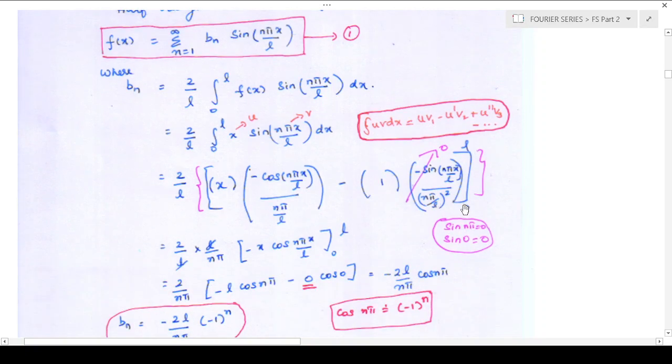You are going to apply the upper limit as well as the lower limit. When you are doing so, you apply L here. L minus L will be getting cancelled. Sin n pi is 0. Apply the lower limit, sin 0 is also 0. So your second term is 0.